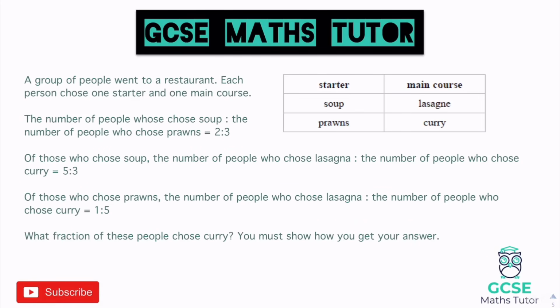Right, okay, so a group of people went to a restaurant and each person has one starter and one main. The number of people who choose soup to the number of people who choose prawns is 2 to 3. So looking at the table here, that is the starters, the soup or the prawns.